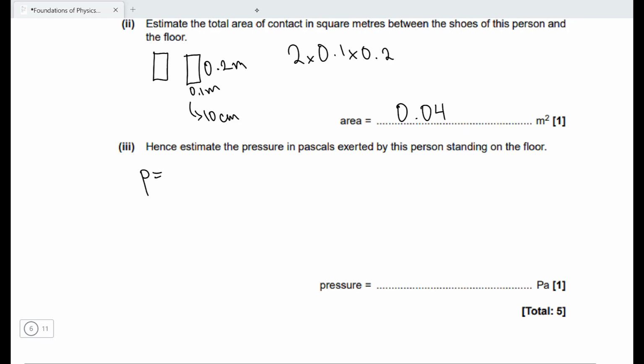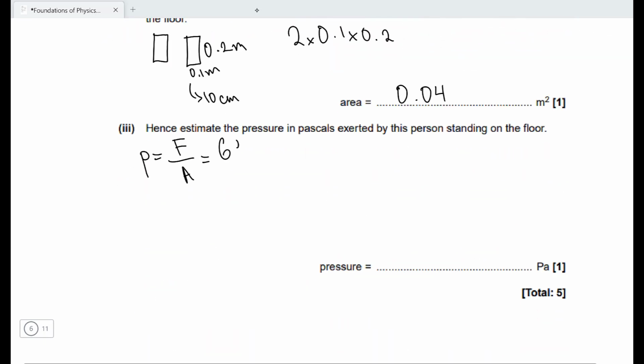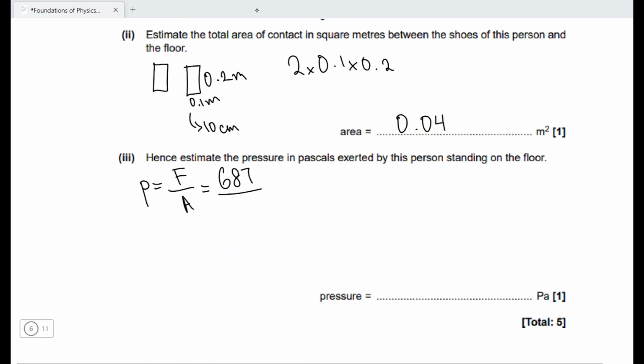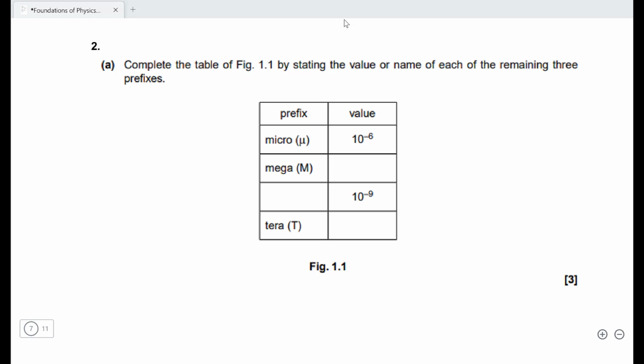Okay, hence estimate the pressure in pascals exerted by the person standing on the floor. Well, pressure is the amount of force per unit area, and we estimated the force to be 687. Then we're going to divide that by the area which we have, which is 0.04, and up to two significant figures. This will give us initially 171.175, but let's write this up to two significant figures, about 1.7 times 10 to the 4 pascals.